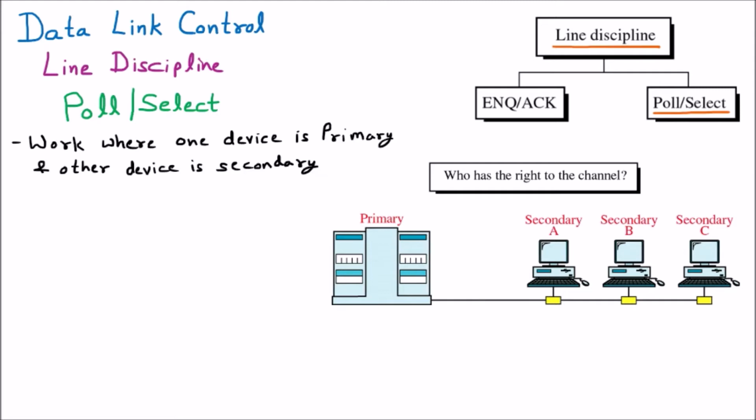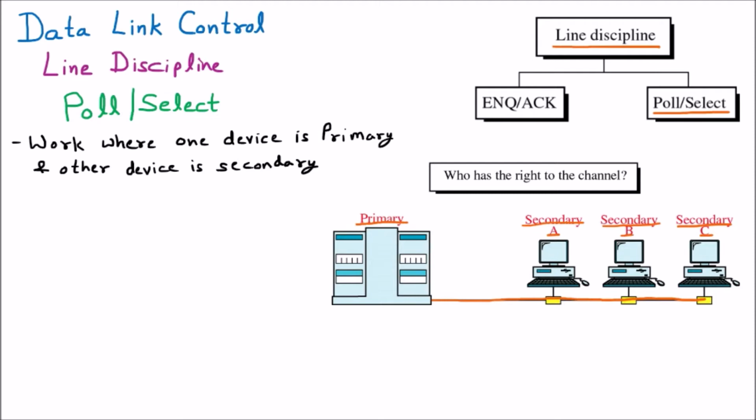If we see this diagram, this is a primary station. We can assume that this is a server, and there are a few secondary stations: secondary A, secondary B, and secondary C. So there are three secondary stations, and they are all connected with a single line. Whenever there is single line communication, we know that this is the multi-point topology, meaning one is connected to multiple devices. If we send data to one, it will be received by every other device.